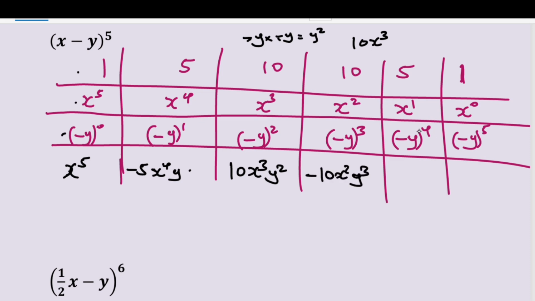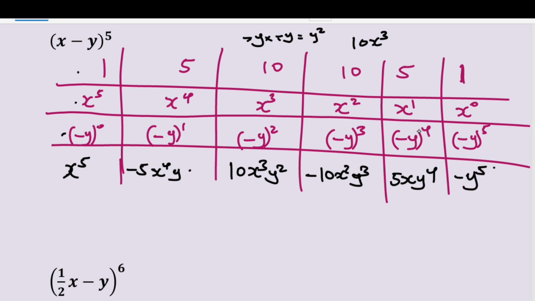The next is 5 times x times y power 4. So this one should be positive because the power is even. So positive 5x y power 4. Then the last one is 1 times x raised to power 0, which is 1, and then negative y raised to power 5 should give you negative y raised to power 5.